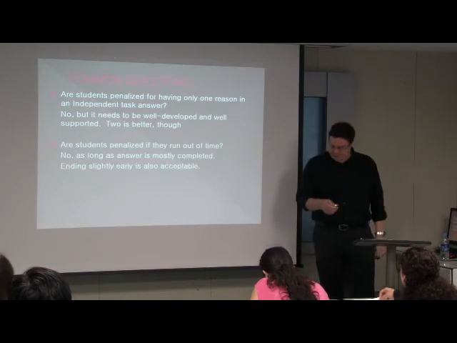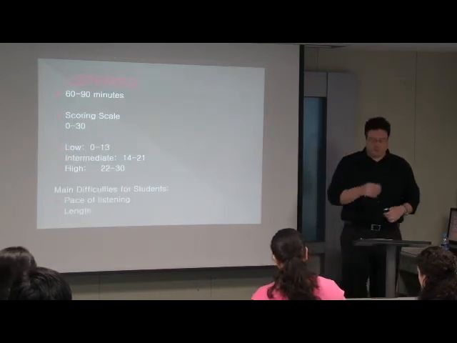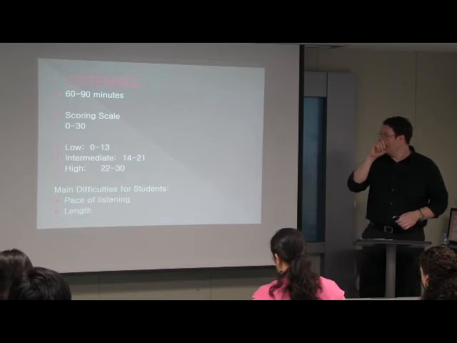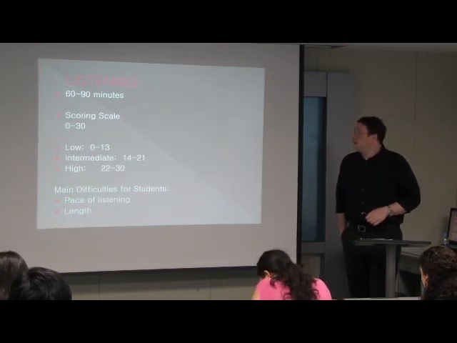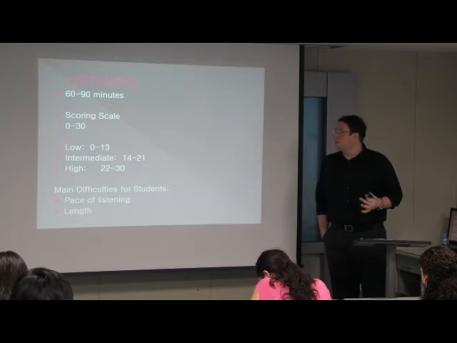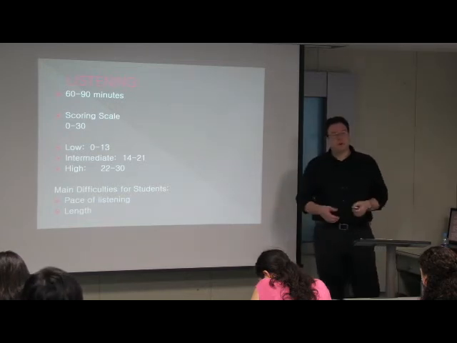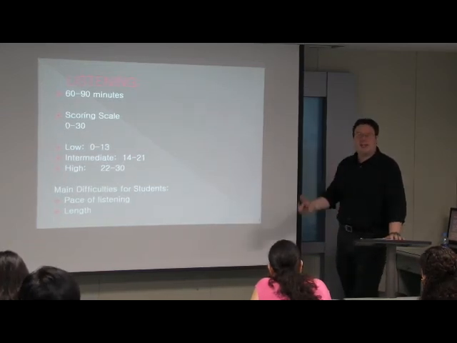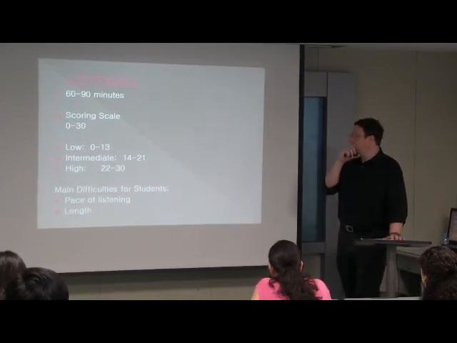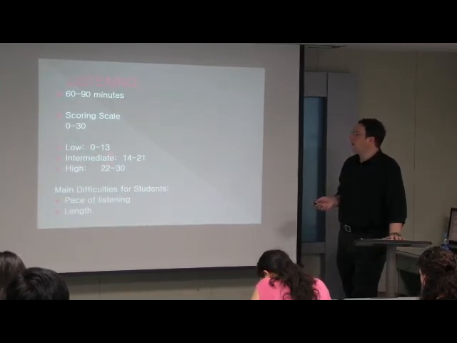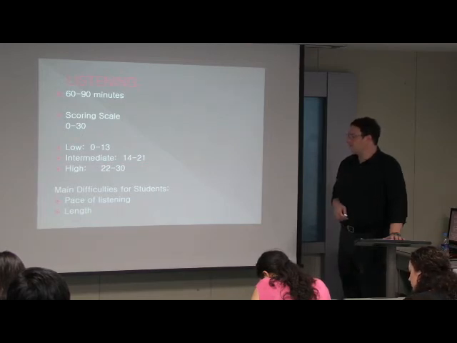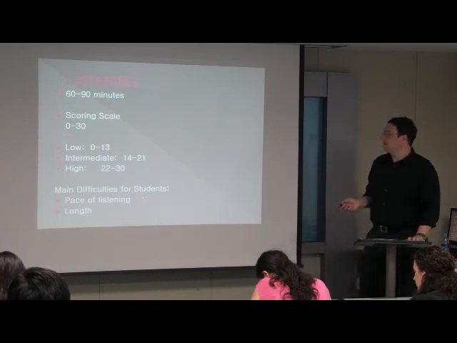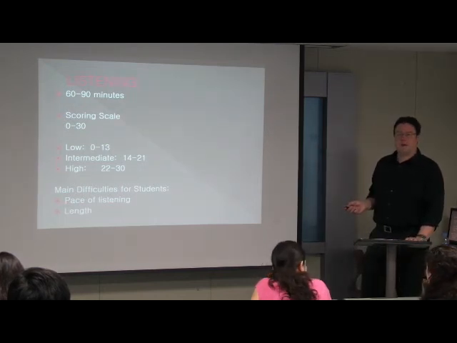Okay, so that is speaking. Let's move on to listening. With listening, it's 60 to 90 minutes. The scoring scale is 0 to 30. There is no rubric for listening or for reading because they are either multiple choice questions or there's an answer that they're looking for. Okay? The way the score profiles go is at a low score, 0 to 13, intermediate 14 to 21, and high is 22 to 30. The main difficulties in listening are the pace of listening.